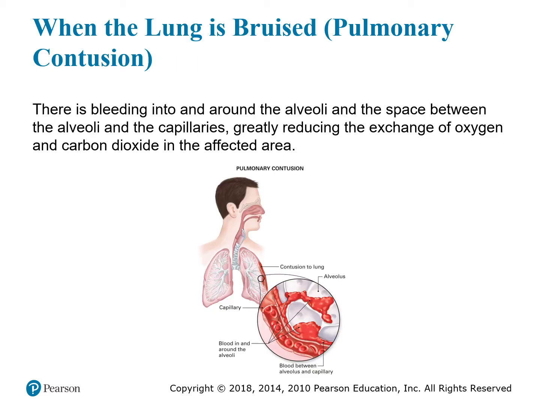This is showing you a nice little graphic of what's happening. We have these pulmonary capillaries here. When they've been damaged from trauma, we have bleeding that's occurring. So you're seeing blood leak into the alveolus and then around the alveoli, and that's going to impair our ability to exchange oxygen and carbon dioxide.